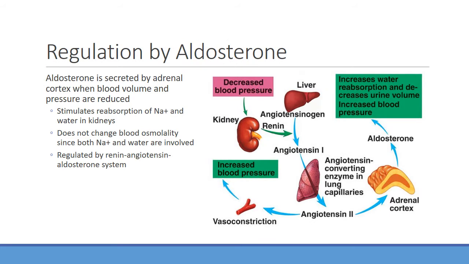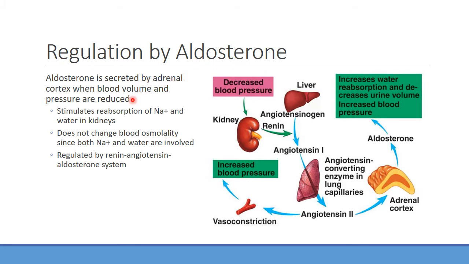So aldosterone also has a big role to play here, and you guys remember where aldosterone comes from? It comes from the adrenal cortex. Basically it's a hormone, very similar to something like cortisol. We mentioned before they're all in the same kind of hormone category, but this one is going to play a big role in fluid regulation within the body.